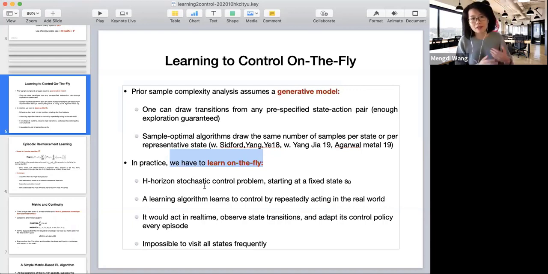So when we have this online learning problem, things are actually becoming harder, because the learning algorithm might not even be able to visit all states or all representative states in the state space. Also, every single algorithm can be viewed as a non-stationary policy, and the data we have generated are highly dependent, which creates an additional challenge if we want to analyze what's happening theoretically.